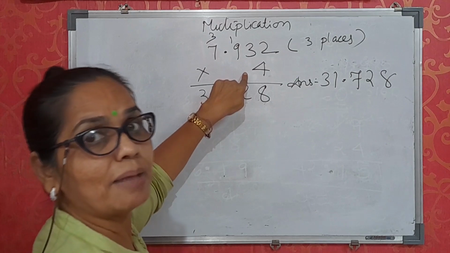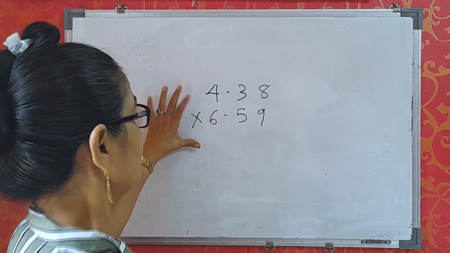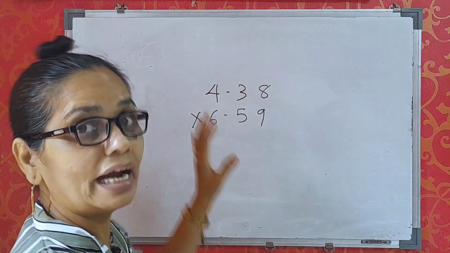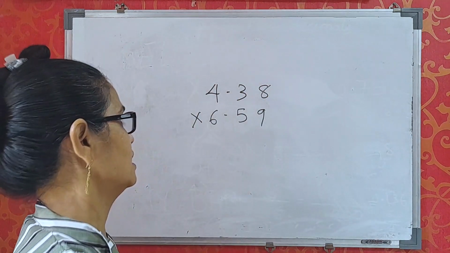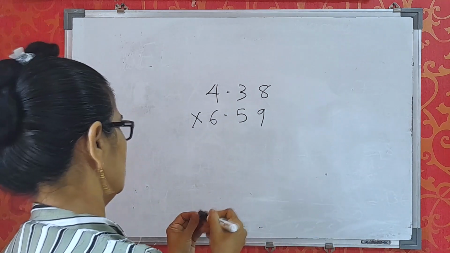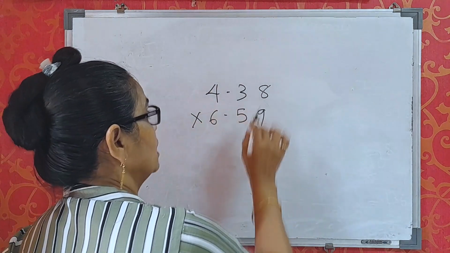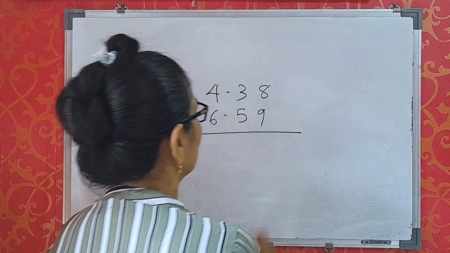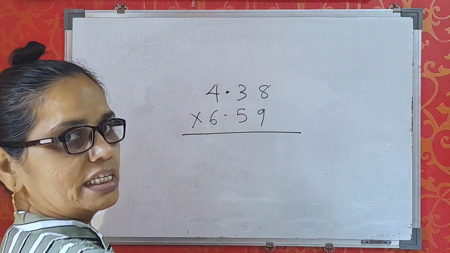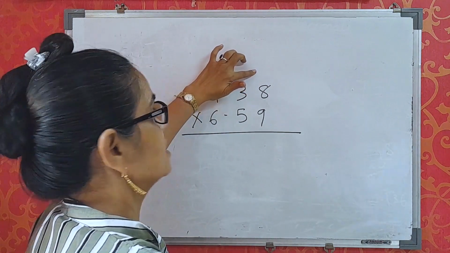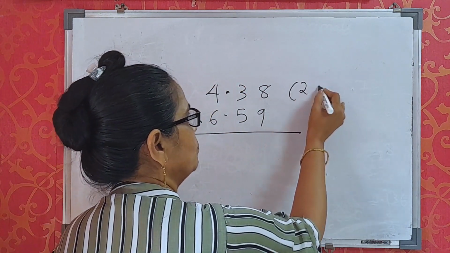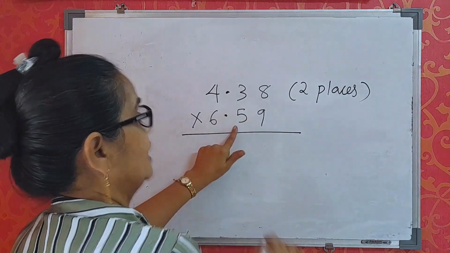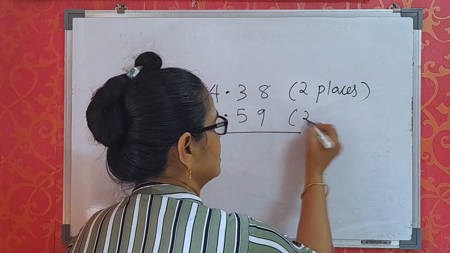This is about 1 digit multiplier. Now we will multiply by 2 digits. Now if both the numbers are decimal numbers, in that case, how we will do the multiplication? See, suppose your question is like this. 4.38 multiplied by 6.59. So in that case, how you have to do? First number after decimal, tens, hundreds. So in 100, 2 zeros, so 2 places. And in the second number after decimal, tens, hundreds, again 2 places.